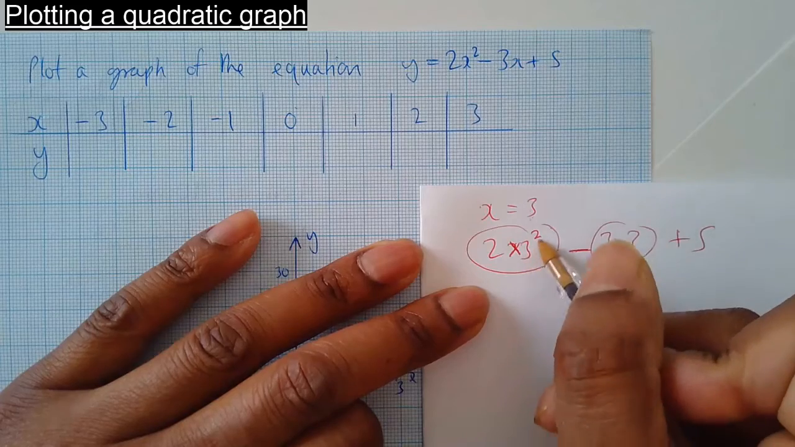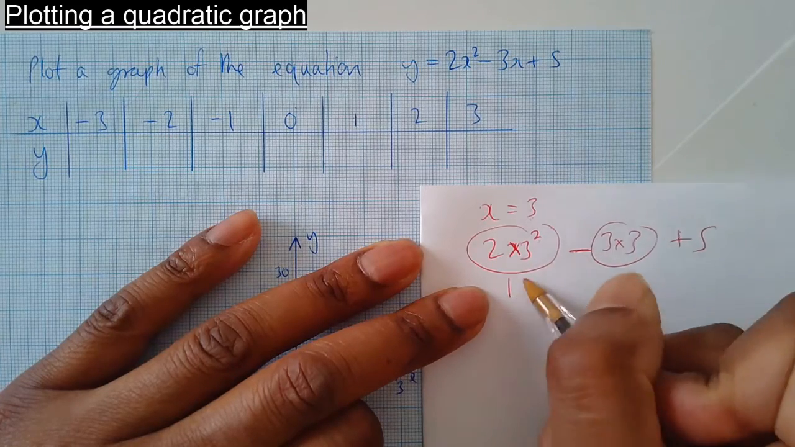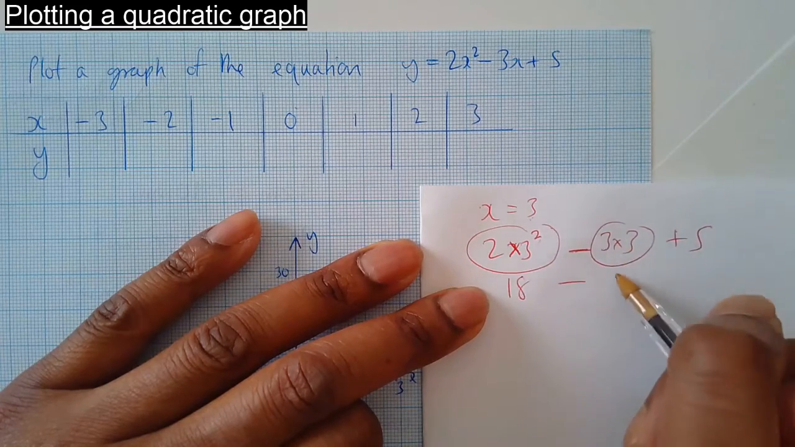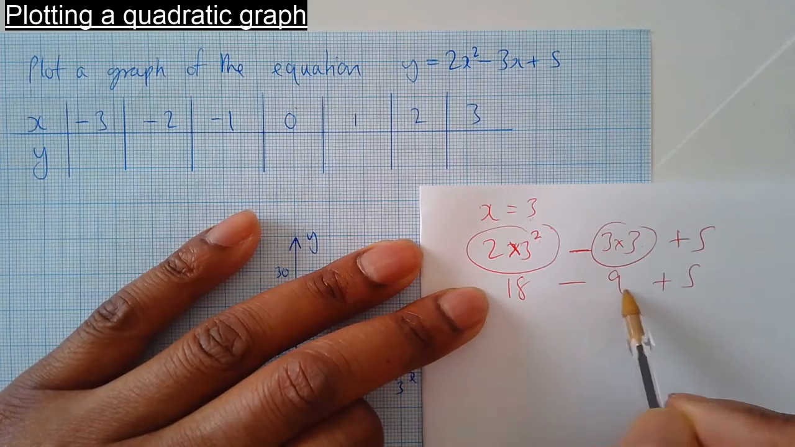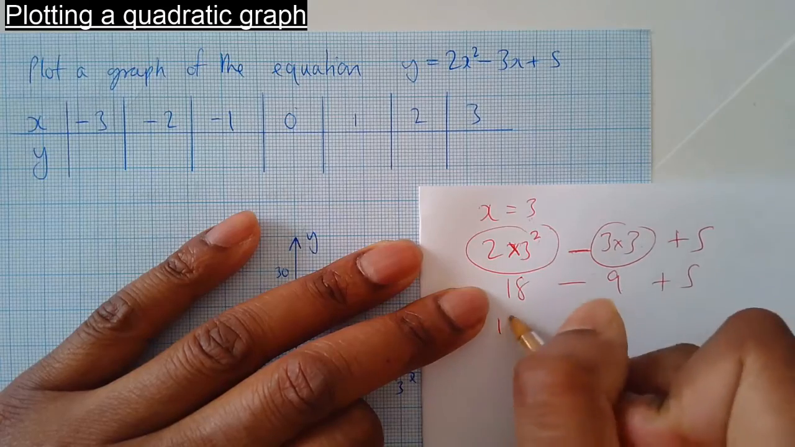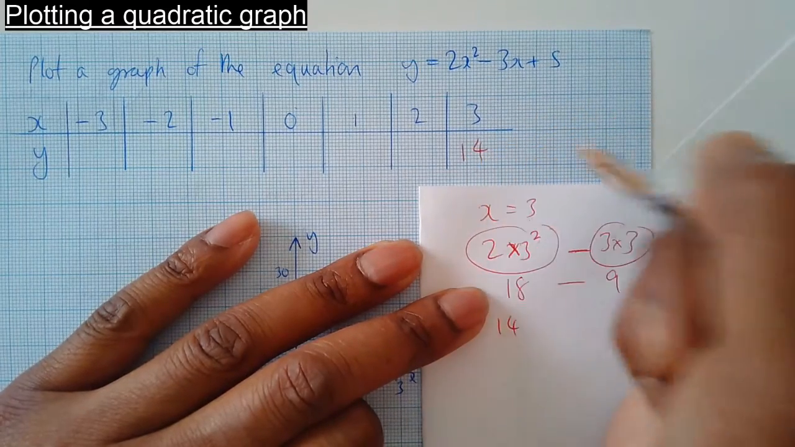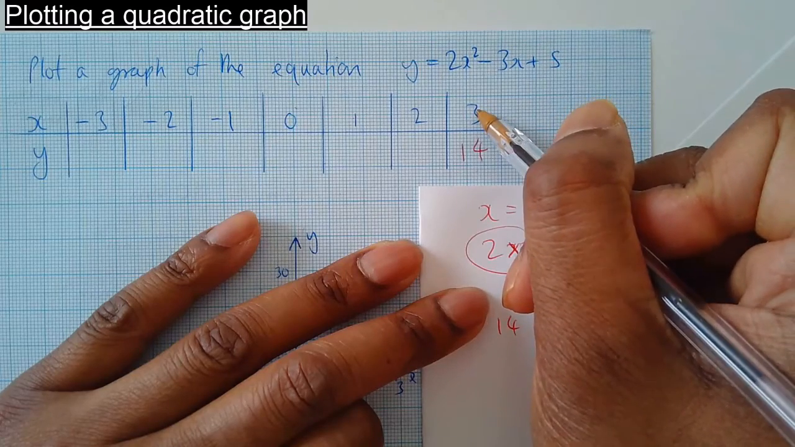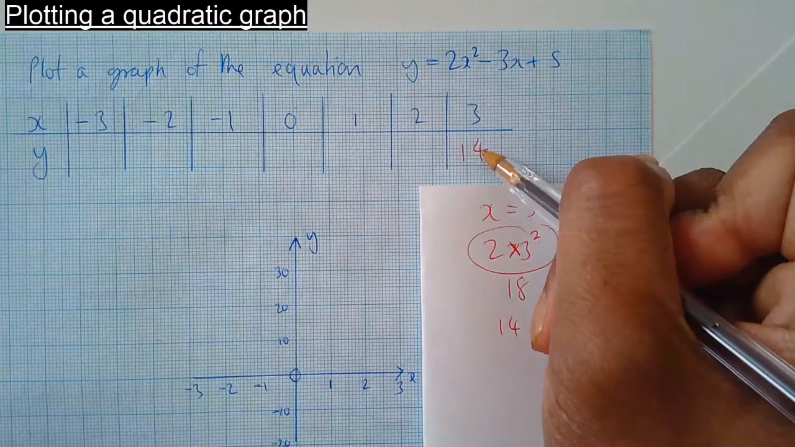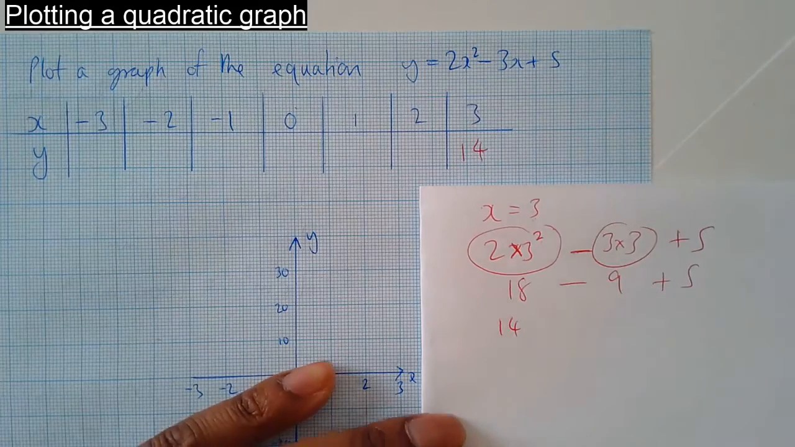So that's 3 squared is 9, 9 times 2 is 18, 3 times 3 is 9, plus 5. That will equal 18 take away 9 is 9, 9 add 5, 14. So you put the 14 there. And we'll be plotting this one along the corridor, this one up the stairs in our graph. Right, next one.